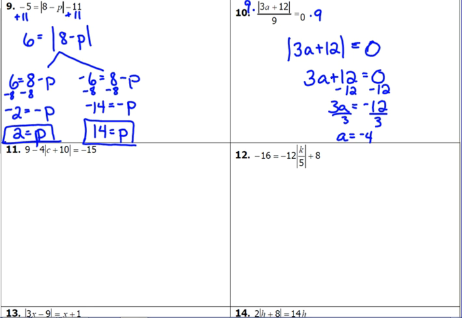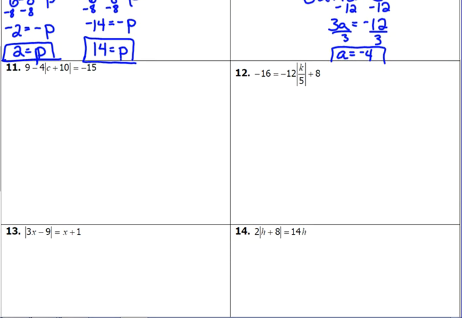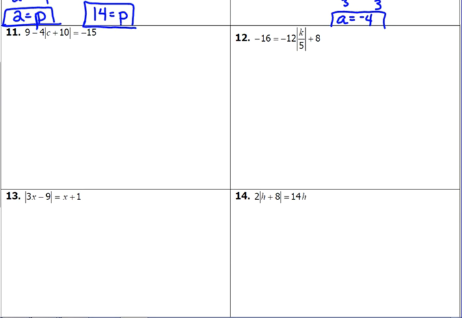Since this seems to be a little bit of a weird case, I definitely want to check it. So 3 times negative 4 is negative 12. Negative 12 plus 12 is 0. The absolute value of 0 is 0. 0 divided by 9 is 0. Okay? So kind of weird case, but it does work out. Nothing wrong with it. Okay. Couple more, and then y'all practice, and then we'll finish up the last few.